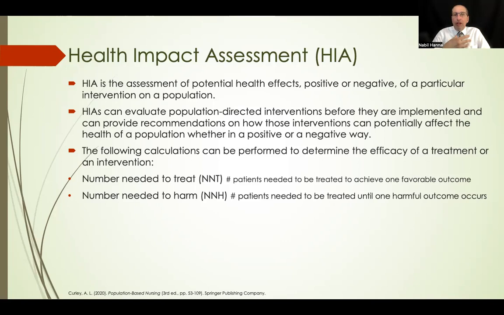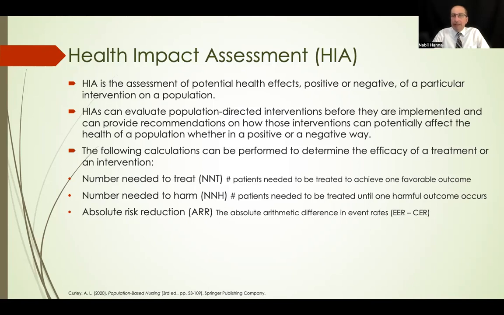Of course, we always want the number needed to treat to be as low as possible, because this means we're going to benefit many patients, and we need the number needed to harm to be as high as possible. The higher, the safer. And in order to calculate these two parameters, we also need to calculate the absolute risk reduction, which is the absolute arithmetic difference in event rates. So here we have the experimental event rate minus the control event rate, and this gives us the absolute risk reduction.